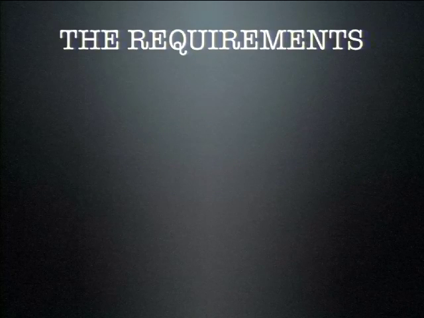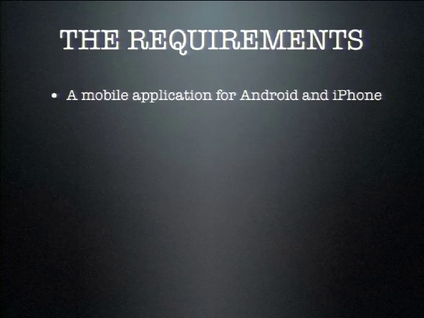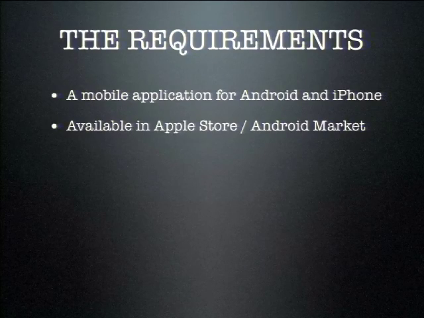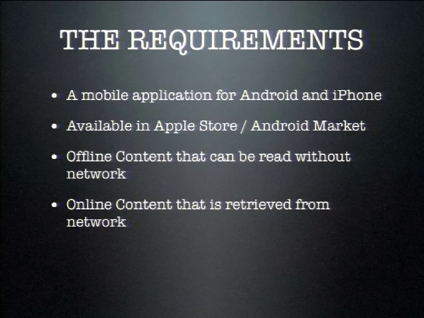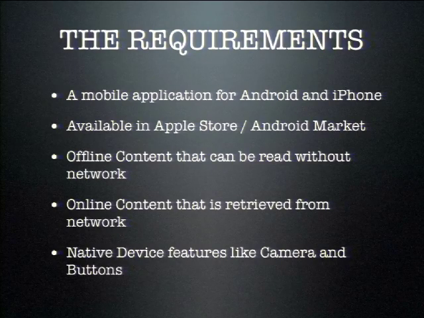First of all, after some conversations with the client, you find out that the requirements are: it should be a mobile application for Android and iPhone. It should be available in the Apple App Store and Android Market. It has to have offline content that can be reached without network. And it should also get the newest news that you put up on your website directly into the app, so it needs to support online content. It should have native device features because your client really, really wants to use a camera.